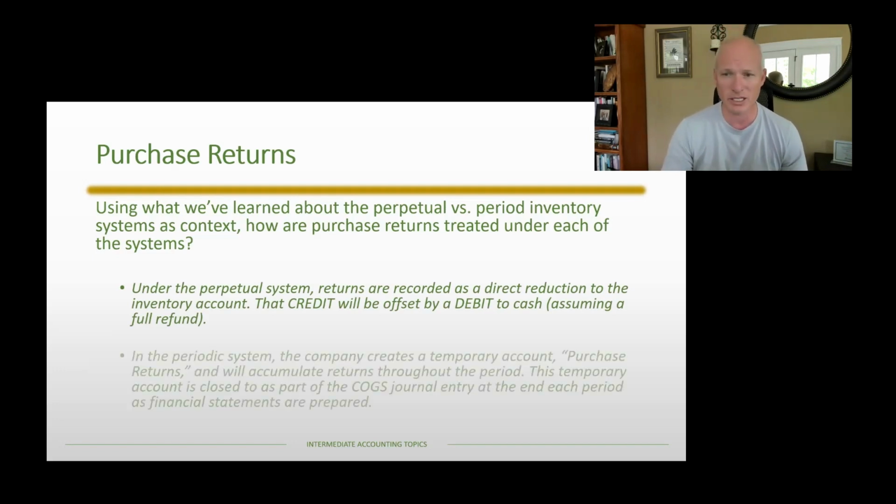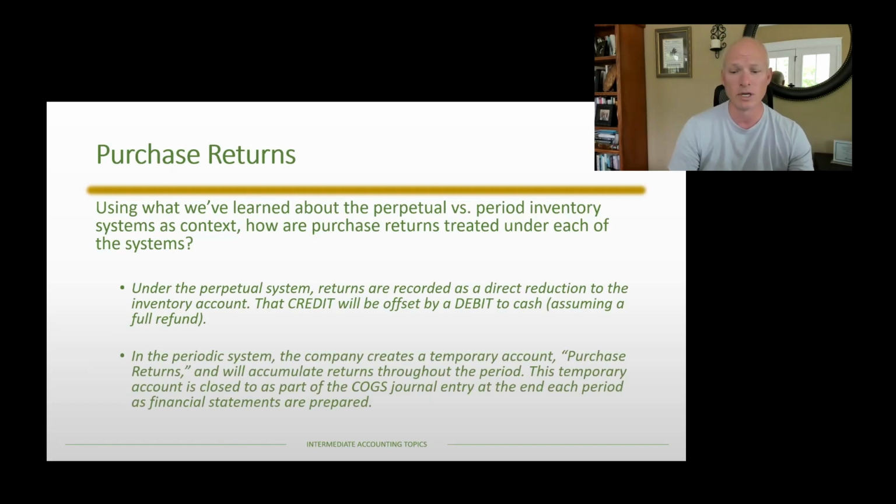And then on the periodic system, we did a return before, and in that case, if you remember, we just reduced the purchase account. Another way to do it is to create a separate and distinct purchase returns account. It's also a temporary expense type of account, and it gets closed out as part of our cost of goods sold journal entry whenever we prepare our financial statements. So either way, essentially, it's going to be included as an adjustment to our final inventory account and eventually cost of goods sold when we close everything out.